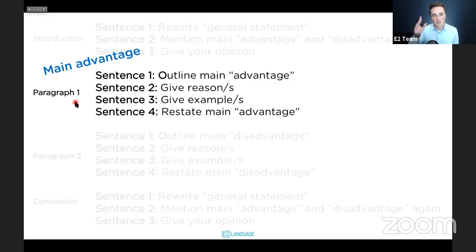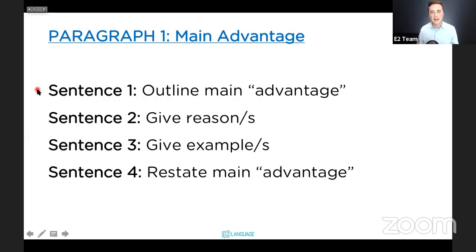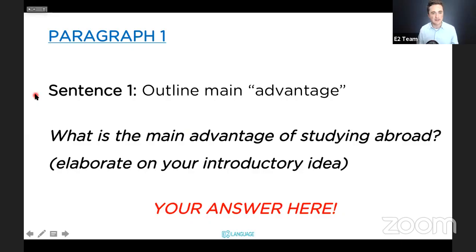Okay. Sentence 1, I'm going to outline that main advantage. Sentence 2, I'm going to give reasons why studying abroad leads to personal growth. Sentence 3, I'm going to give some examples, maybe even personal examples. Sentence 4, I'm just going to restate that main advantage of personal growth. Let's do it together. So let's start with sentence 1.